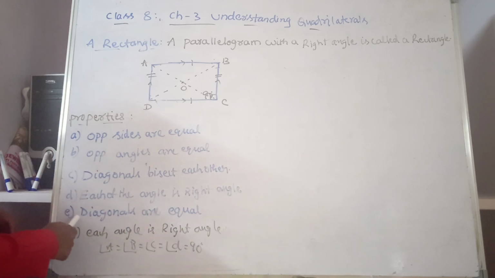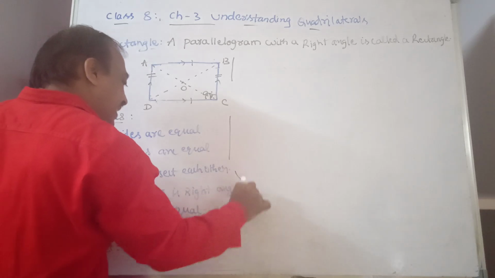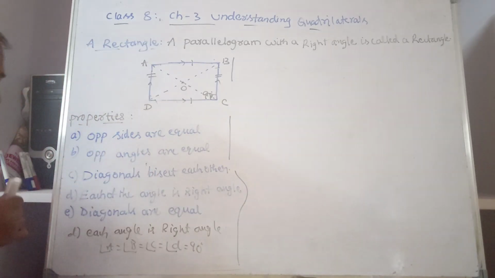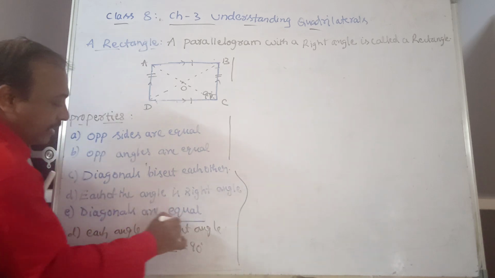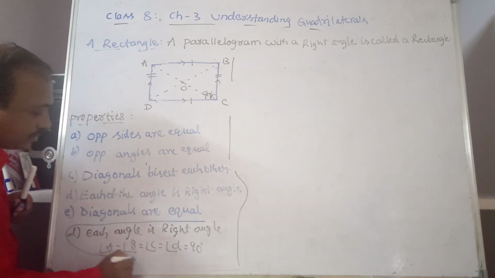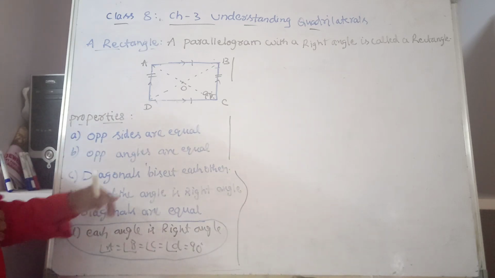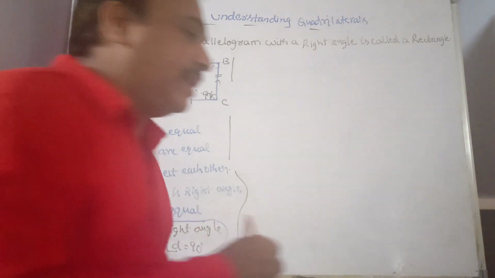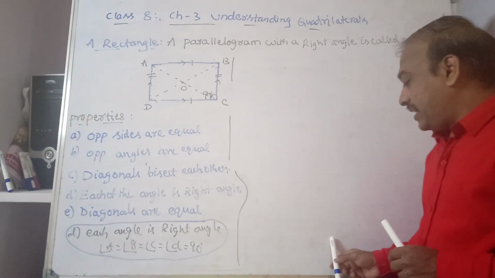Now we see the fifth property, what is this? Diagonals are equal. How are the diagonals equal? This was about the fourth property, which I just explained. Okay, now we see the fifth property, diagonals are equal. Observe the figure.